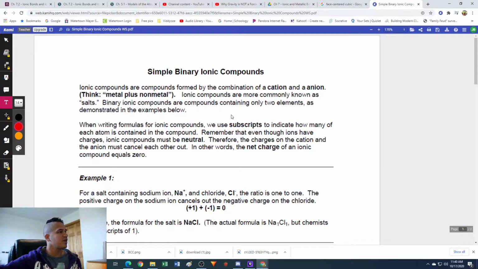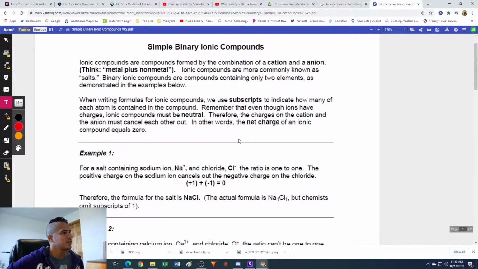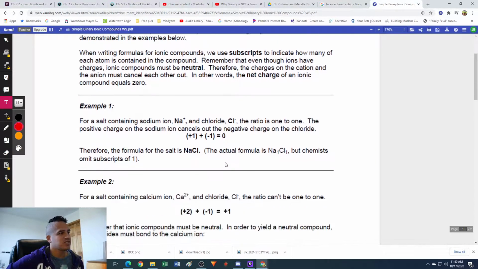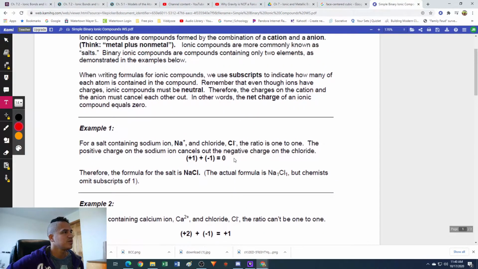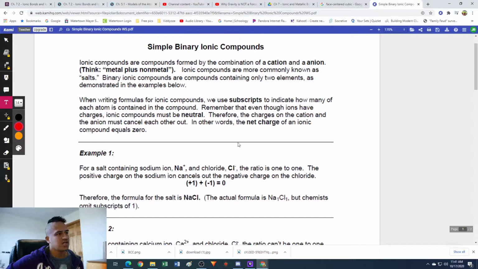Anyway, so binary ionic compounds are compounds containing only two elements, as demonstrated in the examples below. When writing formulas for ionic compounds, we use subscripts to indicate how many of each atom is contained in the compound. Subscripts are these little numbers that are written down below. So like in this example, CaCl2, that little 2, that's a subscript. We use those to indicate how many of each atom we have.